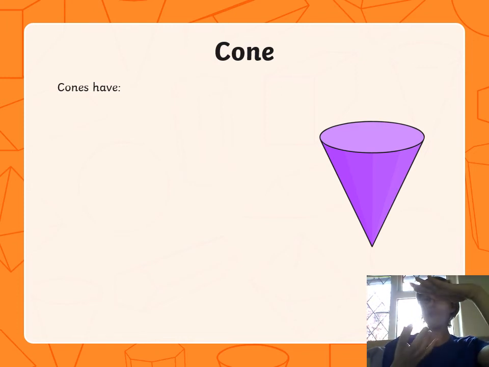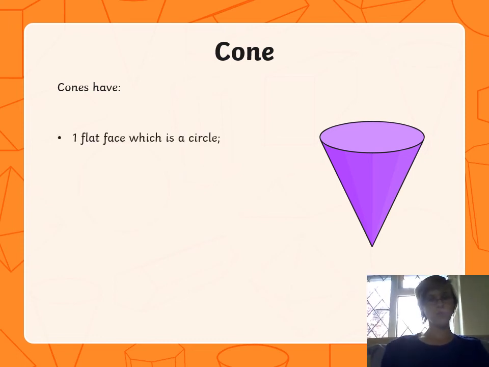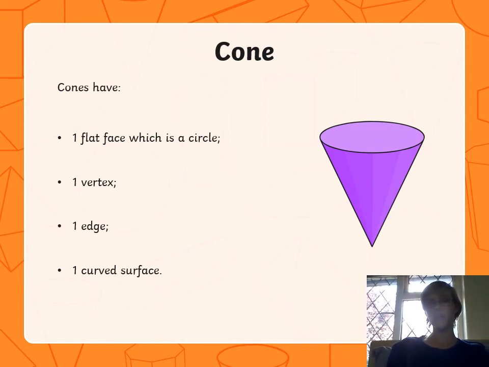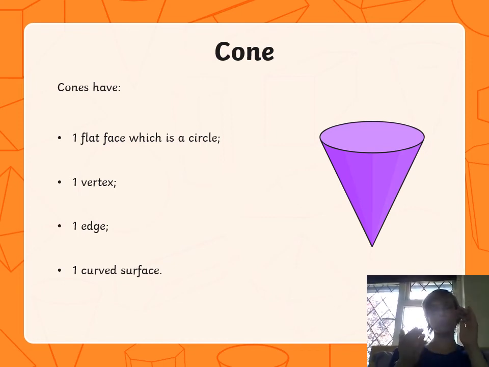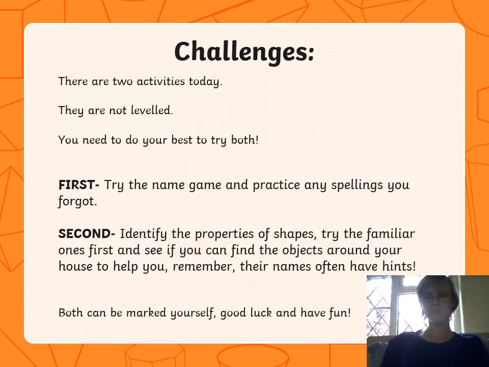You've got 2 faces. It's just one face that's curved that wraps all the way around. One flat face with a circle. That's the top. One vertice or a vertex. That's the bottom. And one edge that goes all the way around, so it's one curved surface. So the edge is where these two join, so it's the join of the circle to the cone itself.